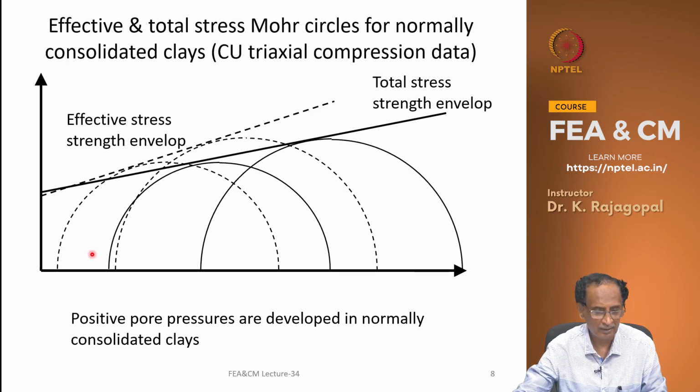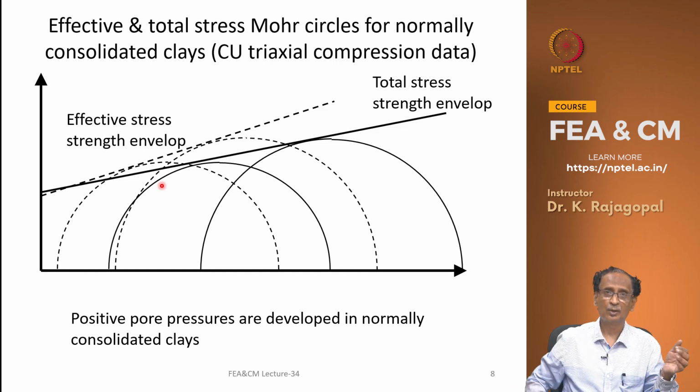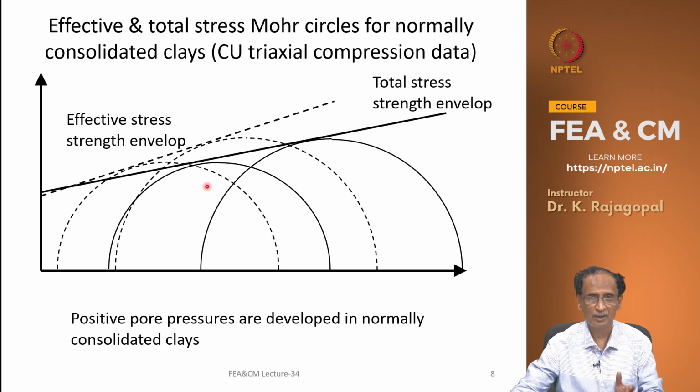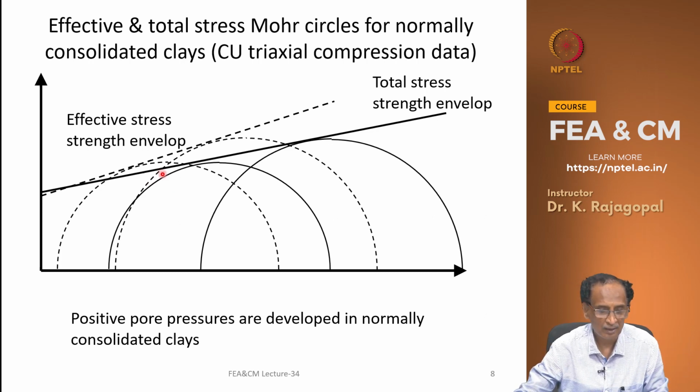And the strength envelope for normally consolidated clays is like this. So, actually here we see we develop positive pore pressures under undrained loading, and our effective Mohr circles will shift to the left because the effective stress reduces compared to the total stress, and will have a higher friction angle compared to that of the total stress strength parameters.